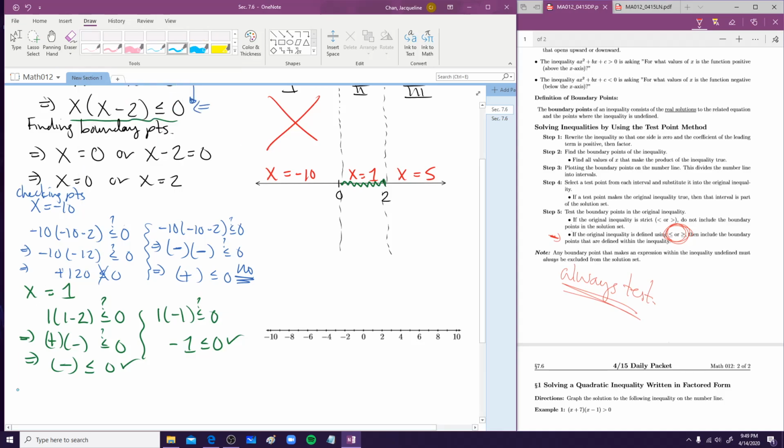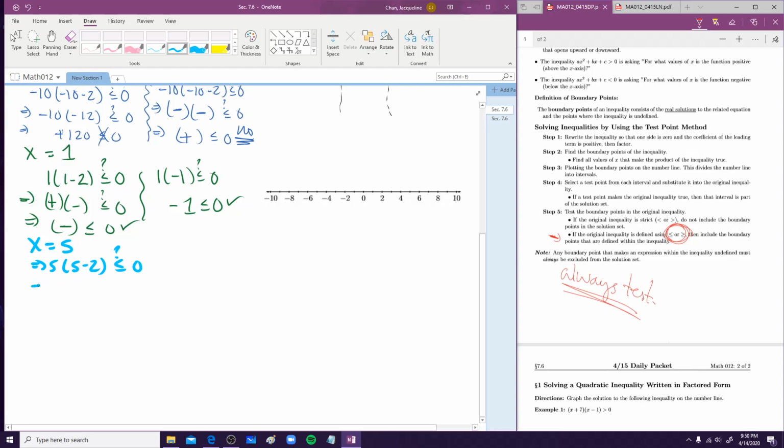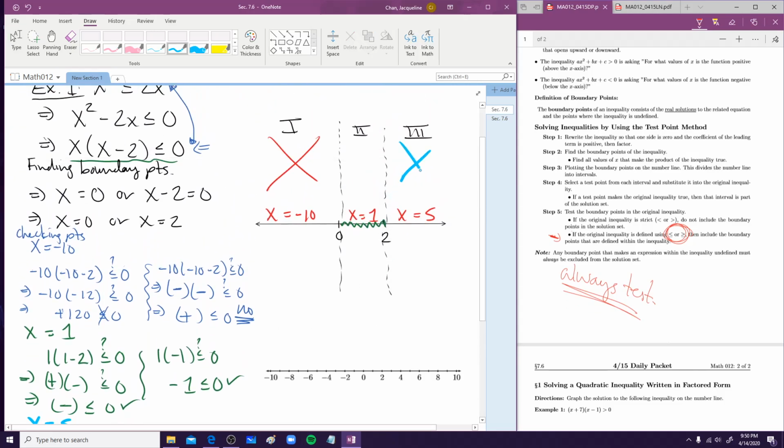So lastly, we got to check our final point, which is x is equal to 5. So we'll have 5 times 5 minus 2. Is this less than or equal to 0? So we have 5 times 3. Okay, 5 times 3, that is a positive 15. Okay, which is not less than or equal to 0. So what does that tell us? This is not included. So the last thing we have to do is step 5.